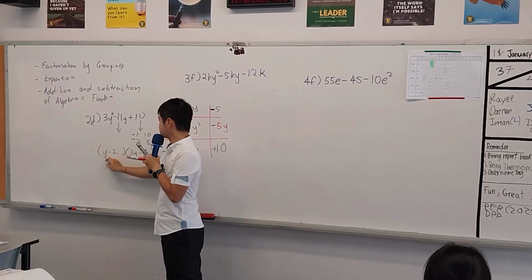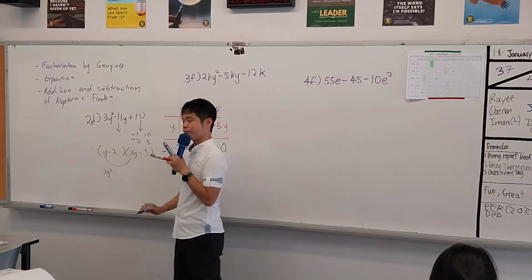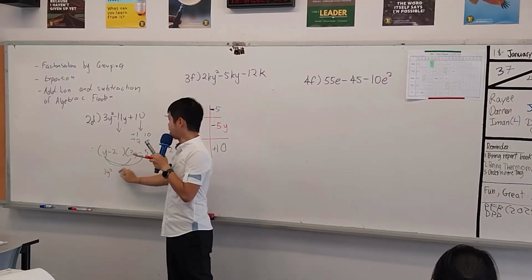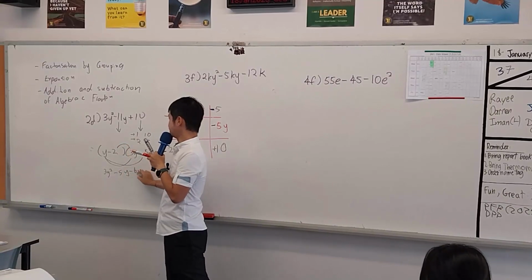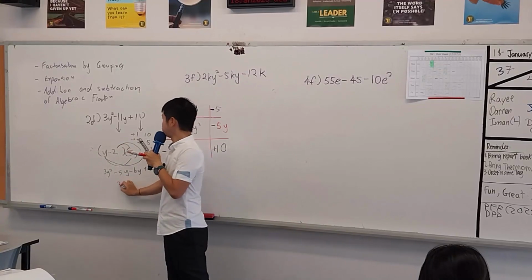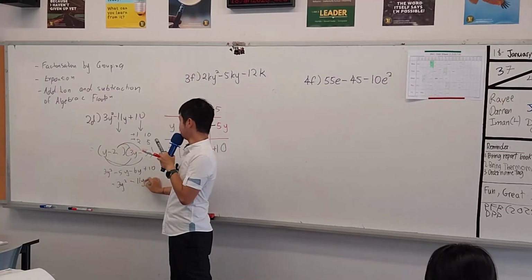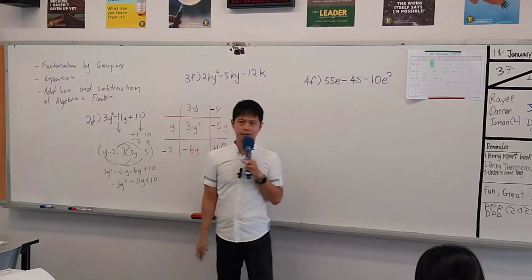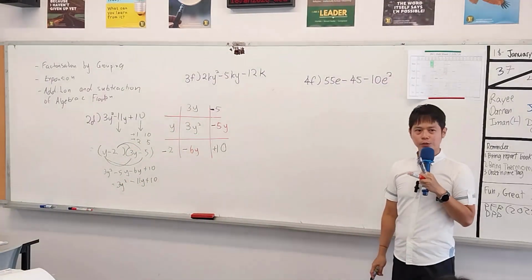Since this is the first time we are doing this, can we please check, either check the answers behind or we do this. We have 3y squared minus 5y minus 6y and plus 10. So we have 3y squared minus 11y plus 10. And we got it. Now, let's use the cross method.